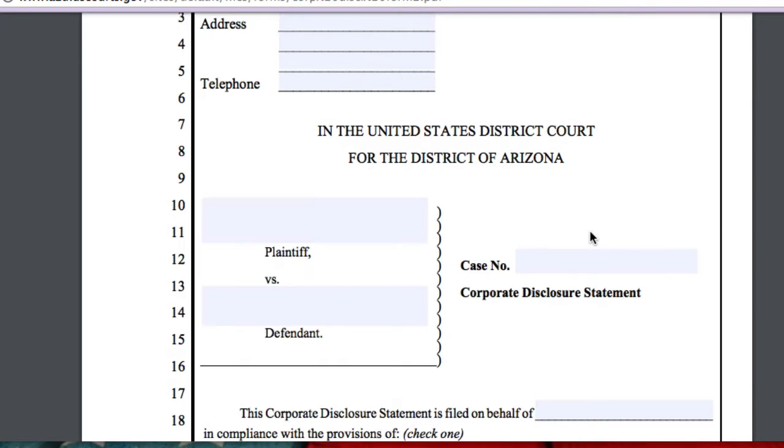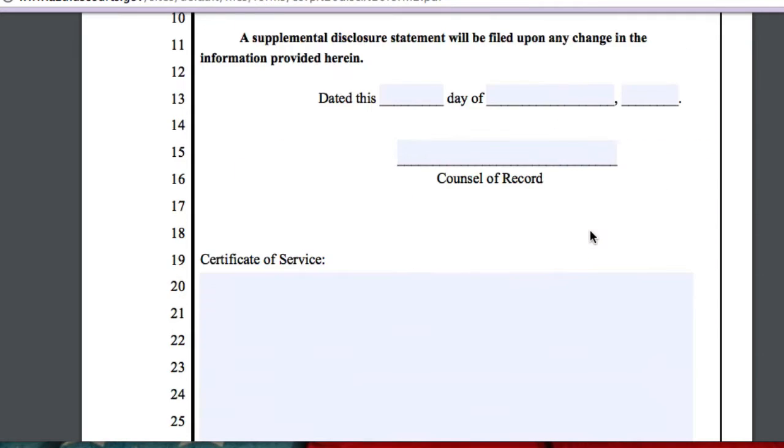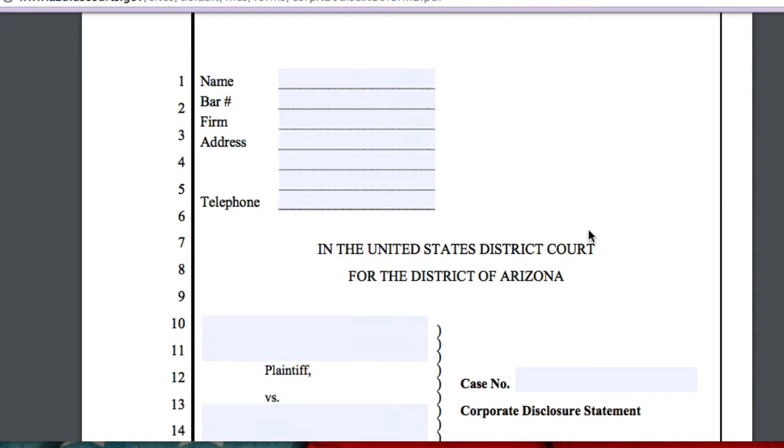Okay, so this is going to be a really short one for you, but some people have asked me, what is the 7.1 disclosure requirement when you're in federal court? This is when you file a federal court action. I've got up here a sample in the United States District Court for the District of Arizona.